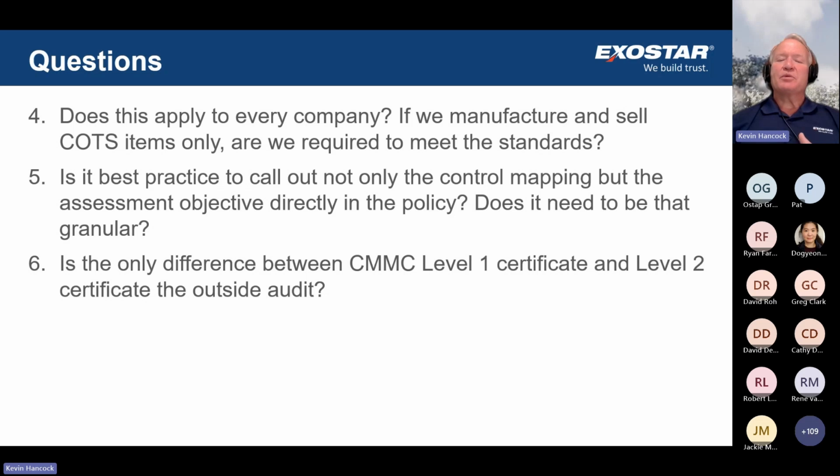So is the only difference between CMMC level 1 and level 2 the outside audit? Not really. CMMC level 1 has much fewer requirements. It's 15 requirements versus 110 controls that you have to have implemented. And then it's the outside audit. So level 2 requires a lot more controls in place than level 1, as well as that third-party audit.